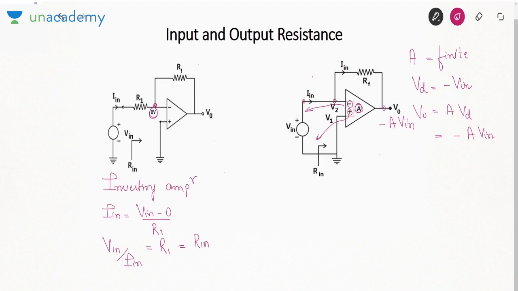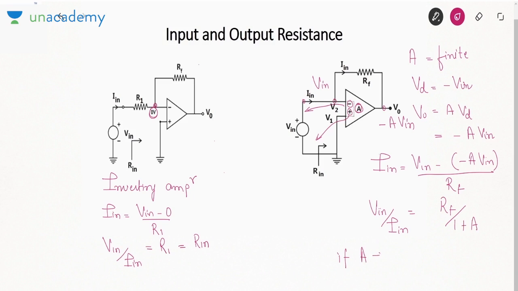This voltage is V in. So what is I in? I in is V in minus (minus A V in) by RF. So V in over I in is how much? RF over 1 plus A. Now if A tends to infinity, then the input resistance would be 0. So for an ideal amplifier, this input resistance will be 0, but for a practical one it will be RF over 1 plus A. So that is the basic technique that you use in finding the input resistance: always input voltage by current.